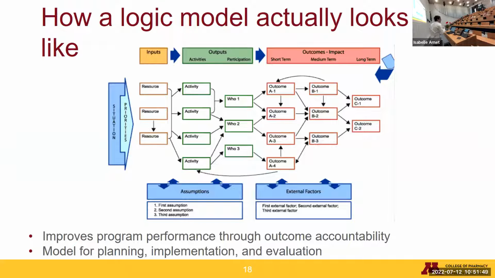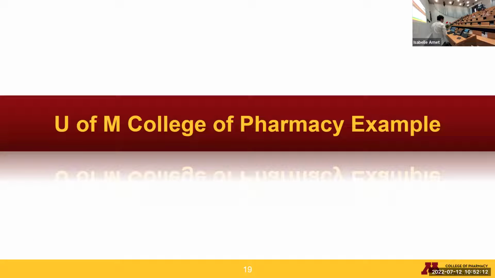This is how a logic model actually looks. In addition to input, output, and outcomes, there are also the situation and context. And it is very important that you connect each element in each sector and area with arrows. And let's move to the example of the performance reviews and program evaluation that was used this past year at the U of M.